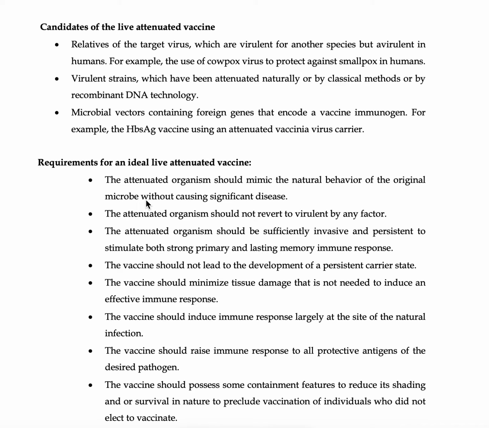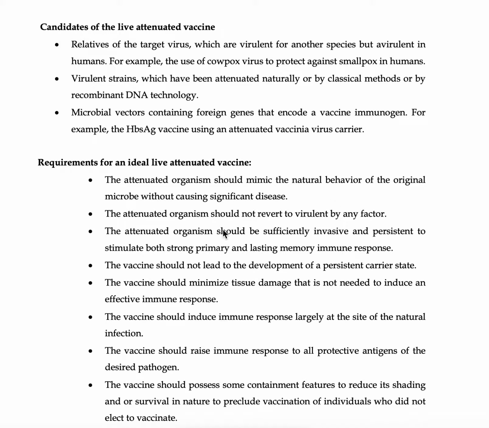So now the ideal live attenuated virus vaccine should possess some characteristics. Characteristics means they should do something and at the same time they should not do something. Okay, so the attenuated organism should mimic the natural behavior of the original microbe without causing significant disease. I mean, it will behave like the wild virus, meaning the natural pathogen, but it will not cause the disease.